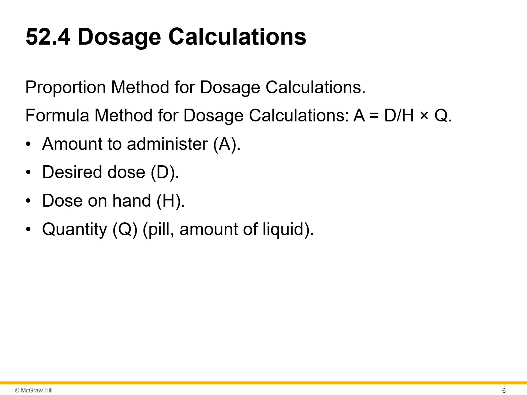The formula method for dosage calculations is based on the desired dose, which is divided by the dose that is on hand and multiplied by the quantity to get the amount to administer. Before doing the final calculation, you want to convert measurements to one system. So converting to one system is very, very important. Okay? We're going to talk about this more in class because we're going to actually do some practice.